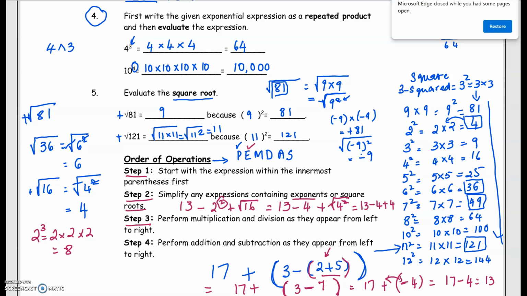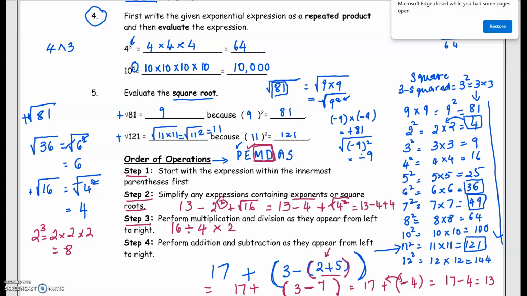Next step is perform multiplication and division as they appear from left to right. So the next is these two together. Treat them as a pair. Go from left to right. Whatever comes first, do that first. So for example, if I have 16 divided by 4 times 2. So you have division and multiplication.